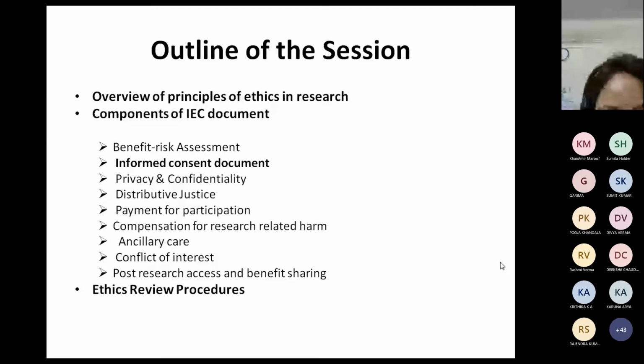In today's session, I will be talking on the principles of ethics in research, just to give you a brief idea of why the protocol should go through the institutional research committee, ethics committee. And then the crux of the lecture would be on the components of the IC document, which you are supposed to submit along with your research proposal. So I will be highlighting mostly on the informed consent document. And then at the last, I'll be talking about the checklist, which needs to be seen so that all the documents are in place for your protocol submission.